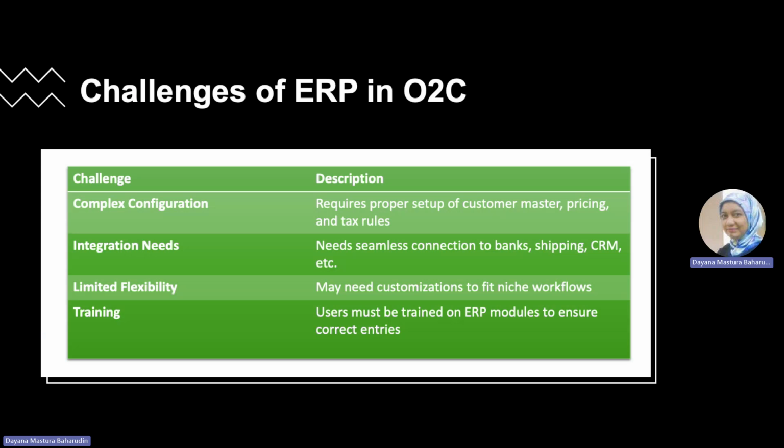Okay, integration needs. You need seamless connection to the bank, shipping, and CRM. So you need the SAP consultant or Oracle consultant to work together with the organization to ensure this seamless integration. Next is limited flexibility. You need customization. It's not really flexible. Once you set up this one ERP software, that's it. You have to use that forever.